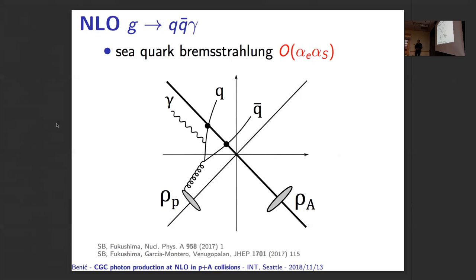So what do you measure here? You measure only the photon in the final state? Yeah. So I'll show two applications. Well, yeah.